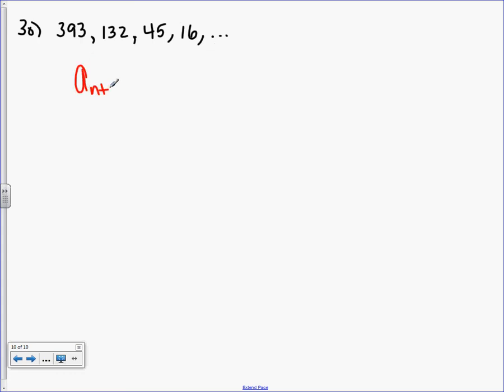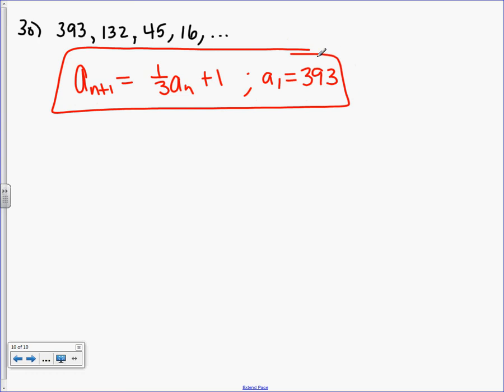So I'm going to say a sub n plus 1 again. I'm saying, hey, to get the next term, do this. So if I want the next term, I'm going to say 1/3 a sub n. You guys get that's the same as divide by 3, right? You could have said a sub n over 3 instead. And then you said add 1, where a sub 1 is 393. Yes, either way, a sub n over 3 is fine. It's the same thing. Technically, you could have written a sub n divided by 3 plus 1. That's fine too, because PEMDAS would work that out for you.